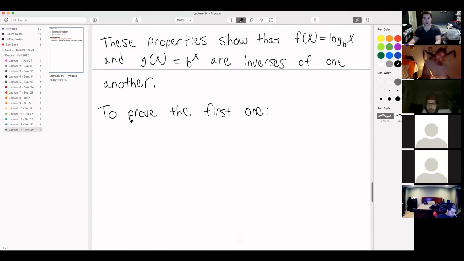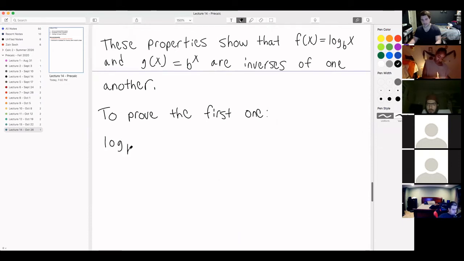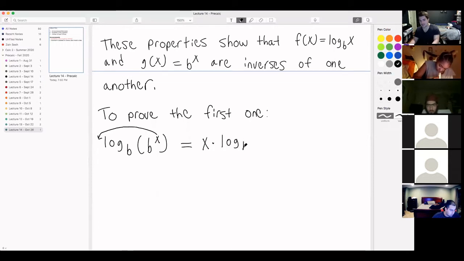All right, so let's just start with it. We have log base b of b to the x. Now we have our power rule, don't we? I have the input of the logarithm raised to an exponent, so I can bring that down as a coefficient. This power of x can be brought out as a coefficient. So this is x times log base b of b.